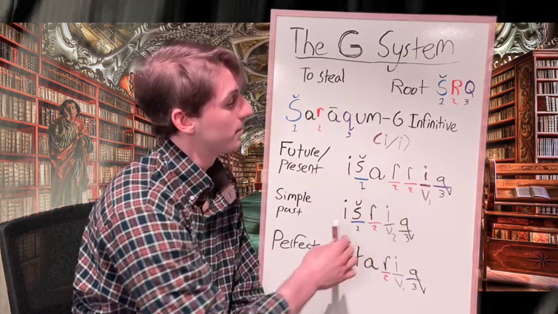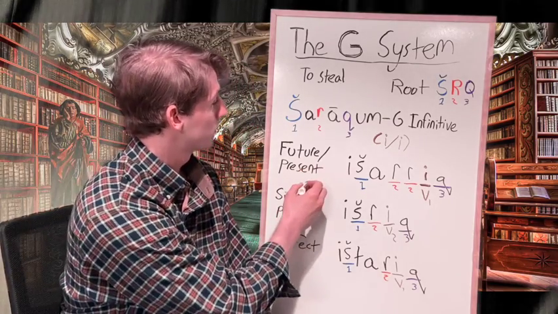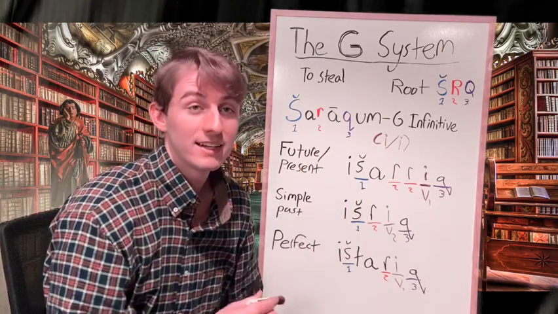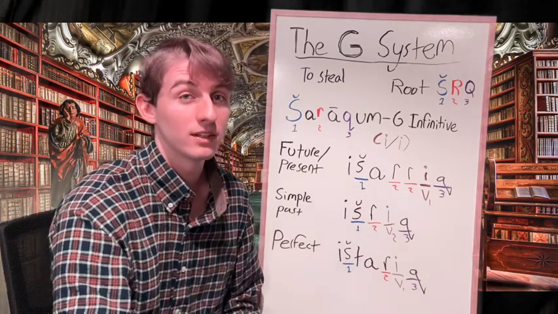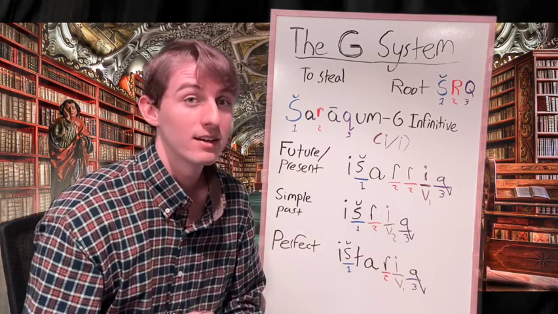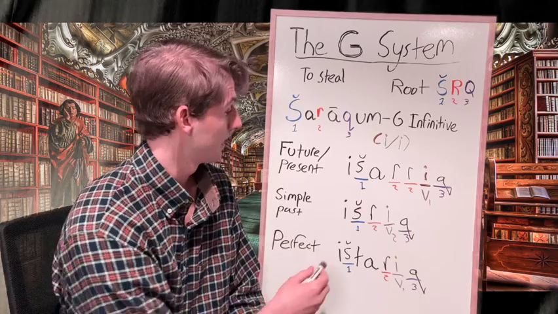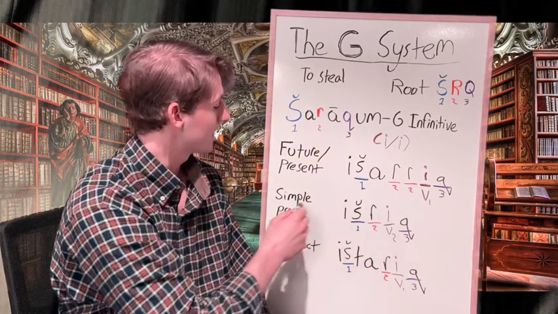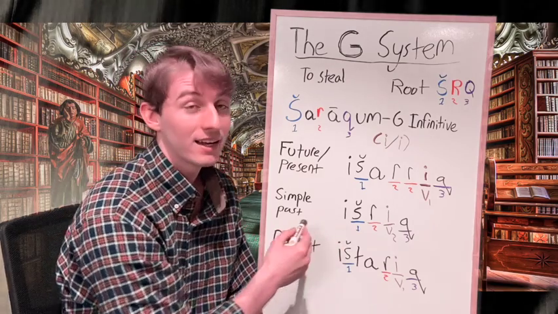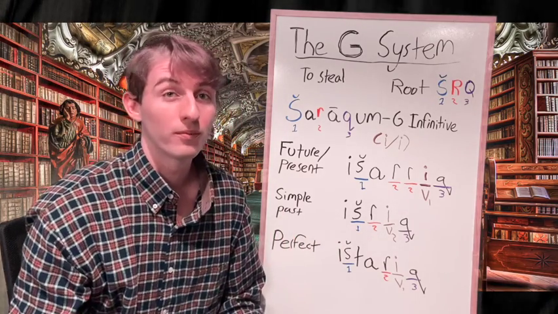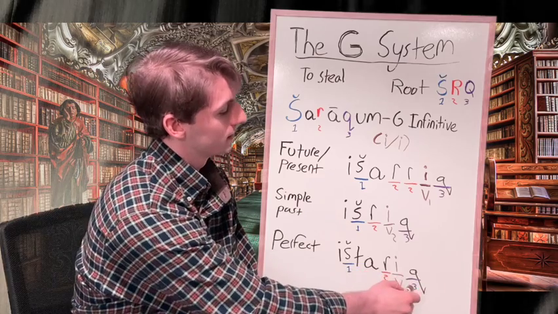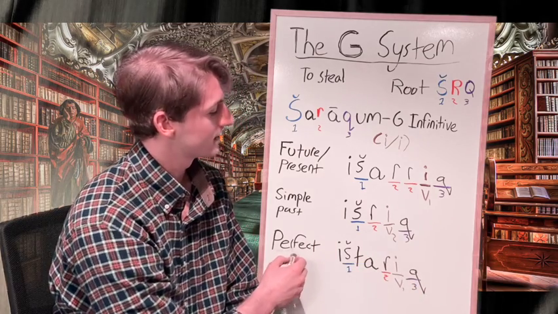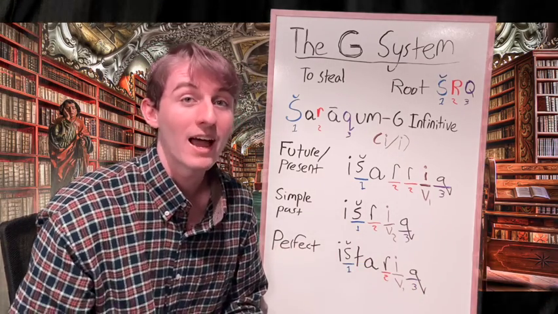Isharik means either the future or present of shirakum: he, she, or it will steal, or he, she, or it steals in the present tense. Ishrik again translates shirakum, this time into the simple past, meaning he, she, or it stole. Ishtarik translates into the perfect tense, meaning he, she, or it has stolen.